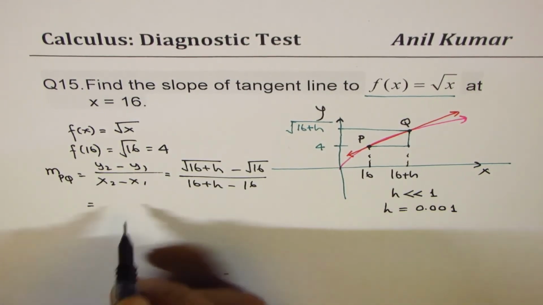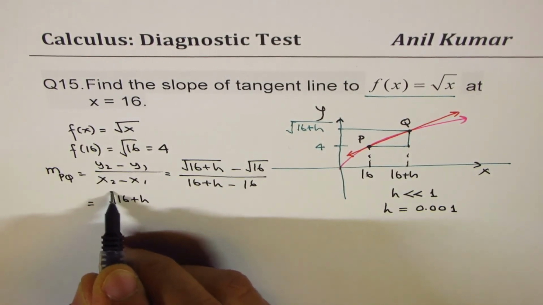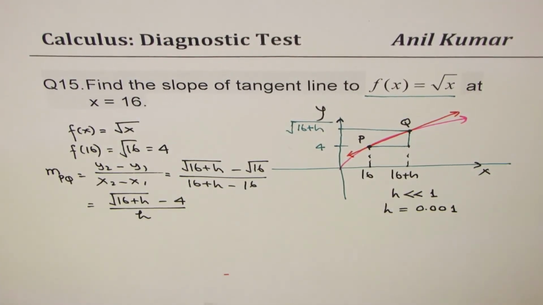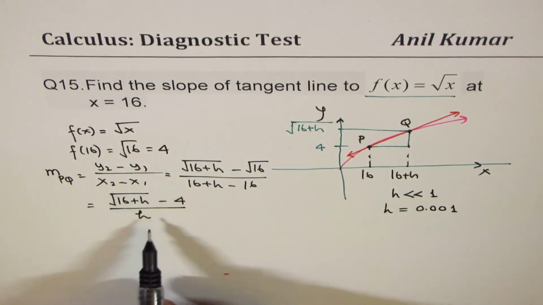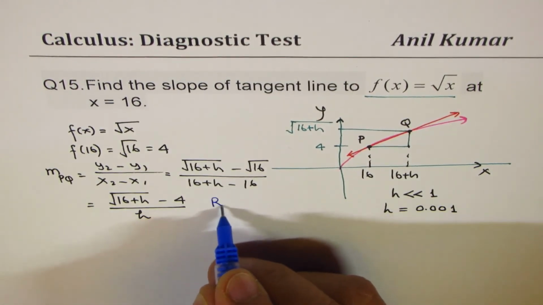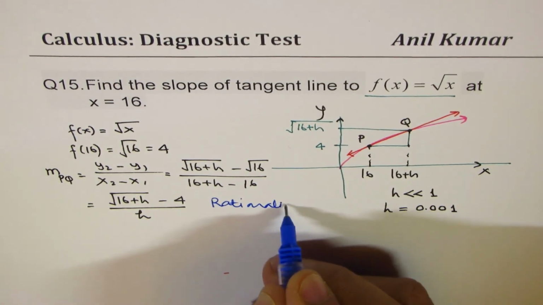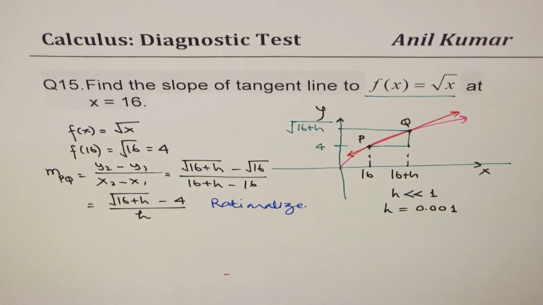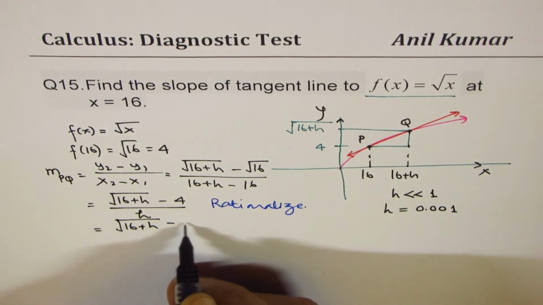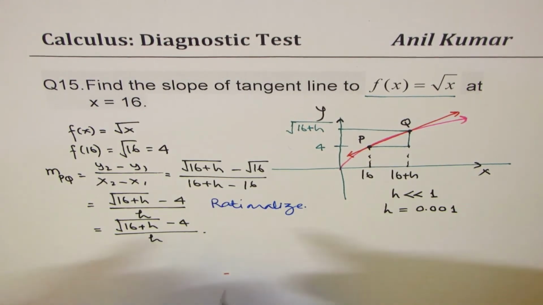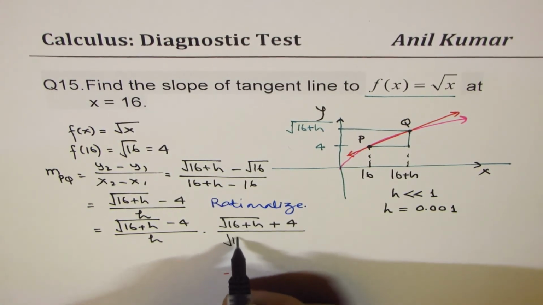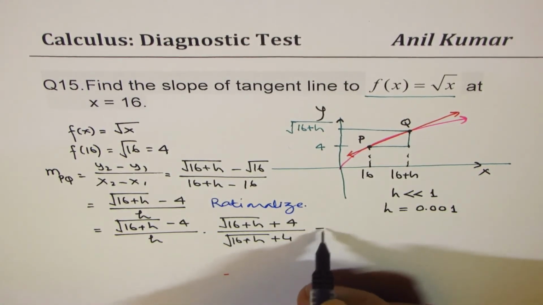Now I could write this as square root of 16 plus h minus 4 in the numerator, and the denominator is just h. Now how to simplify this? Well, the technique which you have learned is rationalize, right? So we'll rationalize now. You see the importance of rationalization, which we did in part 1. So basically, we will multiply and divide by the conjugate of the numerator, which is square root of 16 plus h plus 4 over square root of 16 plus h plus 4, correct?